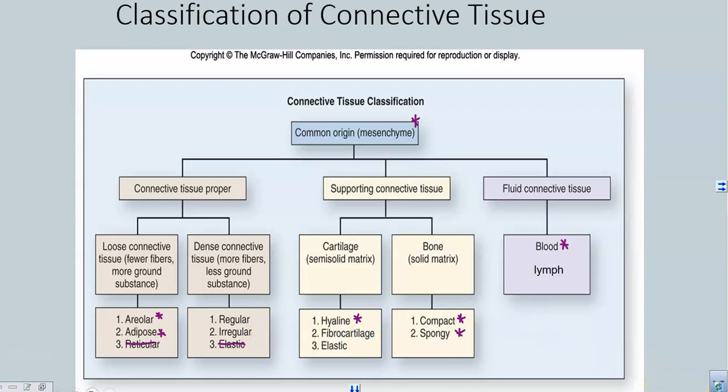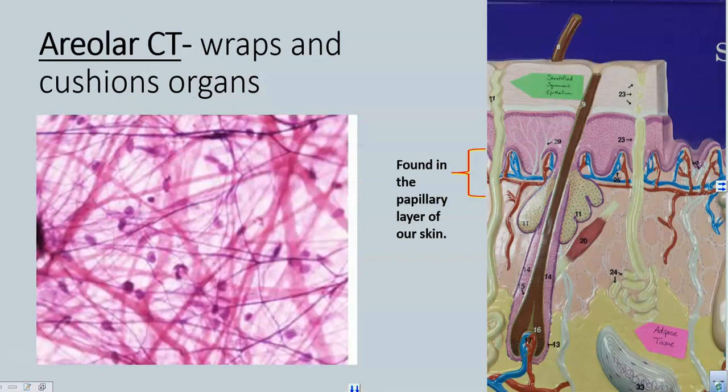All right, let's start with the areolar. Areolar connective tissue. In lab I'm just going to have you put CT so that you know that it's connective tissue. What it does is wrap and cushion around our organs, and we see it in lots of spots. Remember, always underneath that epithelial tissue, underneath that basement membrane, there was always connective tissue. Well, most of that connective tissue probably is areolar.